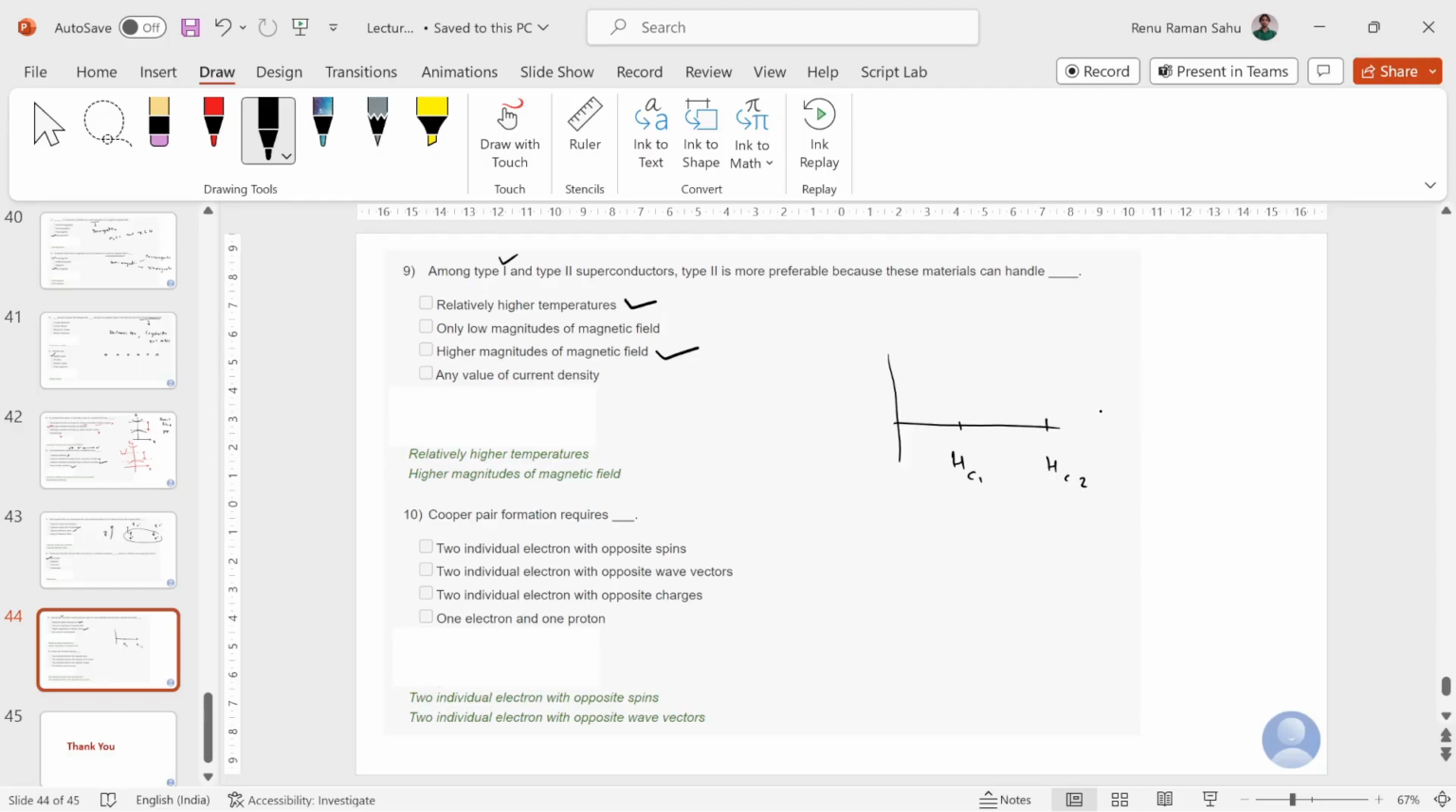The Cooper pair formation requires, as we have seen, two electrons, and the two electrons should be of opposite spin and opposite k vector. So the correct answer will be two individual electrons with opposite spins and opposite wave vectors. Two individual electrons with opposite charge? No, it is two electrons; two electrons can have the same charge only, which is minus e. So this is not correct. One electron and one proton, this is also not correct.